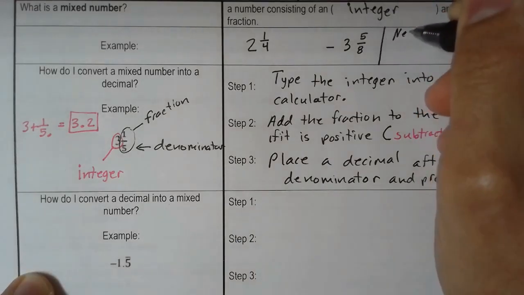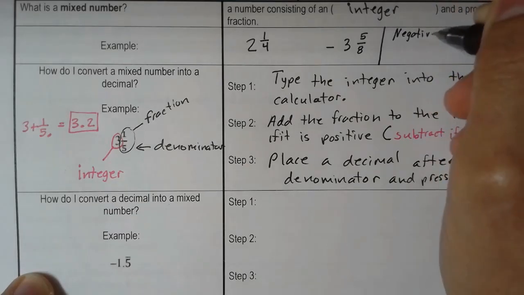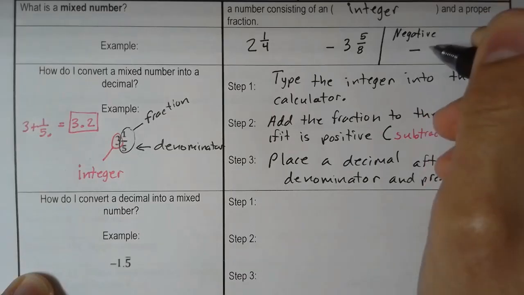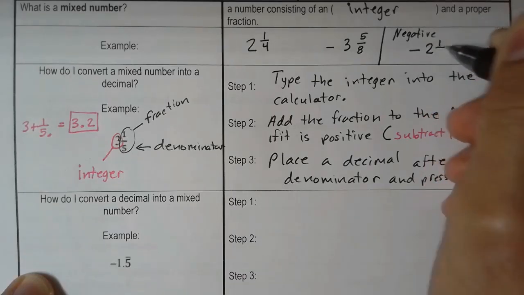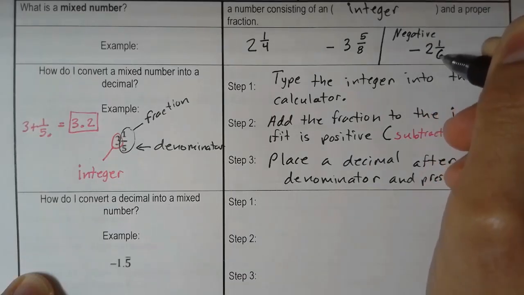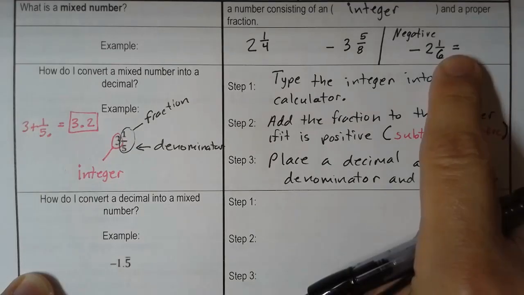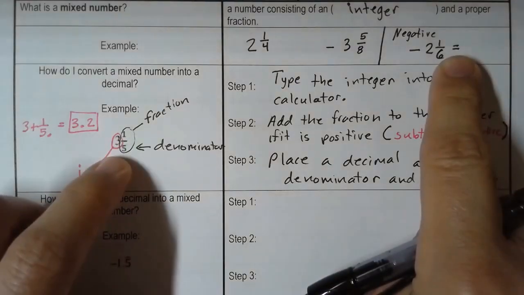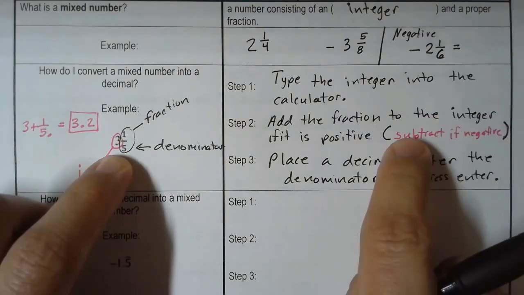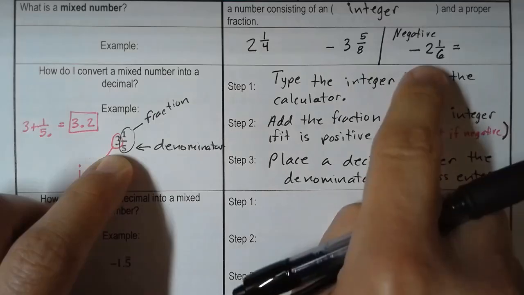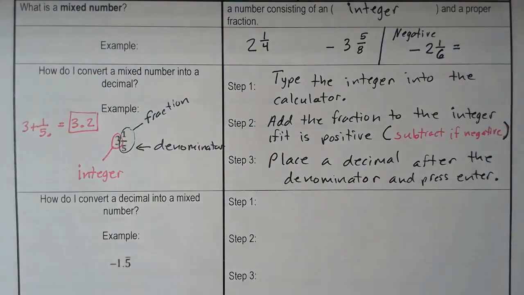So right up here, I'm going to write negative 2 and 1/6. Negative 2 and 1/6. And we're going to put this into the calculator, following the steps that we would follow for the same process. The only difference is we're going to subtract because we have a negative integer in front. So let's see what that looks like.